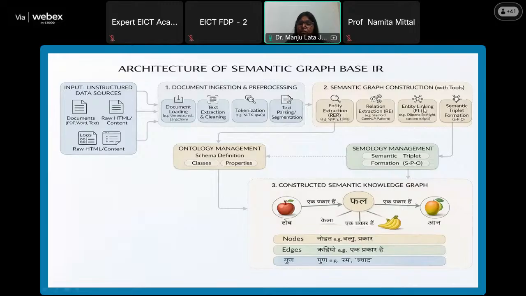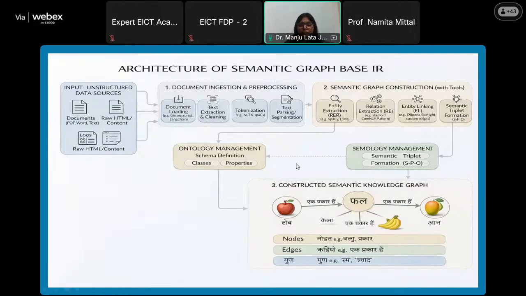The second component shows the semantic graph construction. Once we are done with pre-processing, tokenization, and text parsing, in the second step the semantic graph will be constructed. During this process, first entities will be extracted through tools. Then relationships among these entities will be established as per the graph. Then entity linking: through their relationships, the linking will be established. Semantic triplet formation: each sentence has a subject, predicate, and object, and this formation will be established for each sentence in the document.